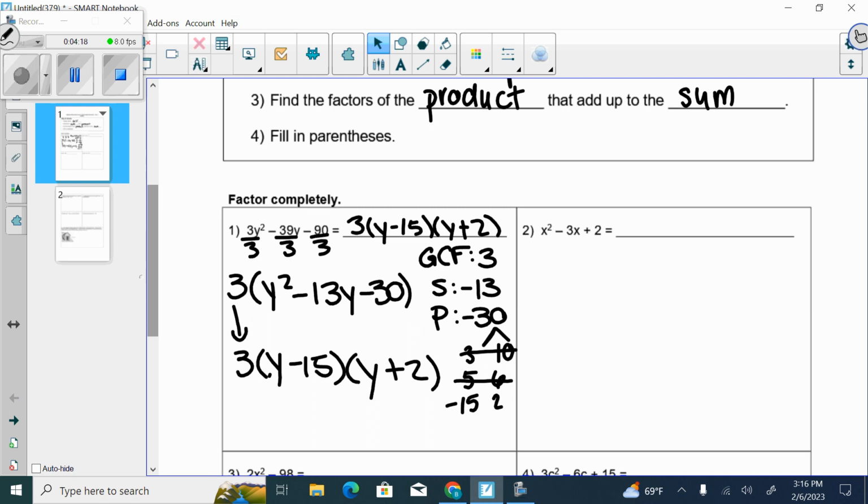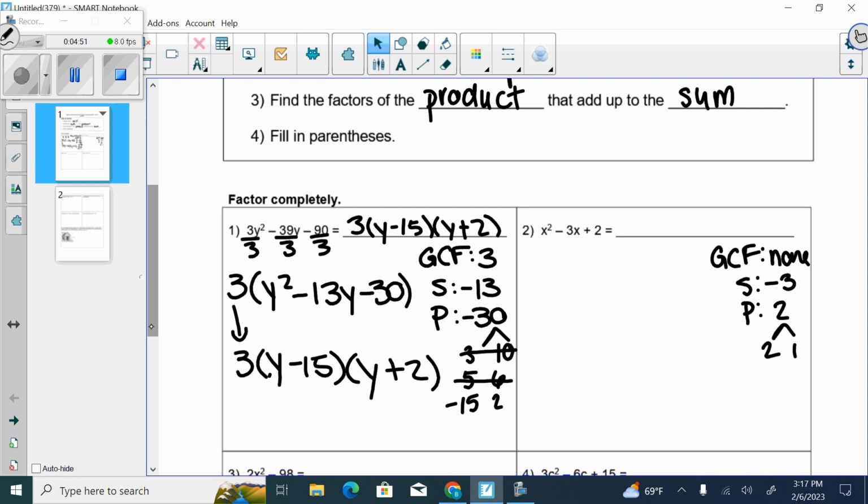All right. Okay, same idea for number 2. First, we look for the GCF. Does this one have one? No, no GCF on this one. Okay, so then what's my sum? Negative 3. Now what's my product? 2. All right, what multiplies to give me 2? 2 and 1. All right, 2 times 1 is 2. 2 plus 1, though, gives me positive 3. And we need it to give us negative 3.